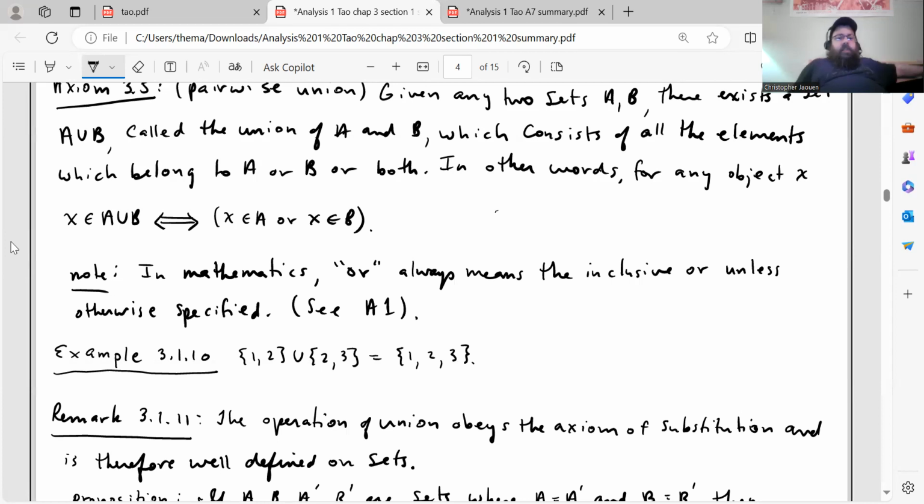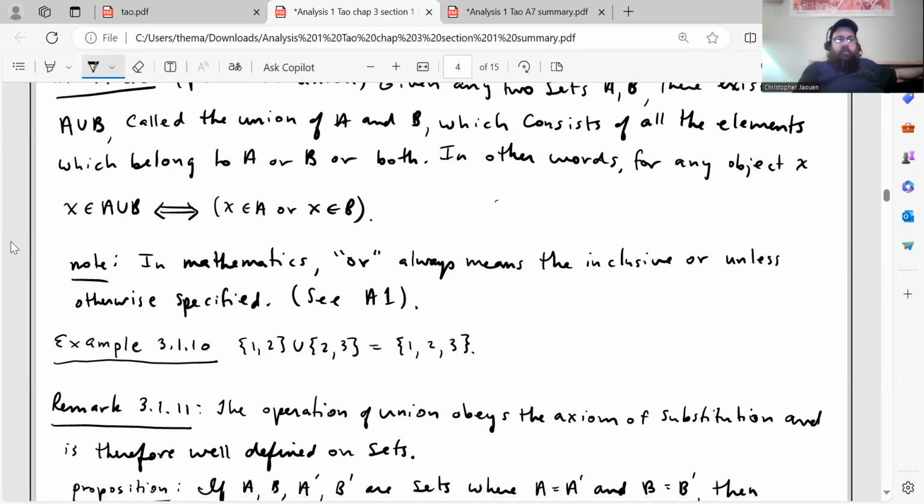Okay, example 3.1.10. Again, just an example here of union. The pair set containing 1 and 2, union the pair set containing 2 and 3, is equal to the set containing 1, 2, and 3. And you can prove that by using axiom 3.2 if you like.